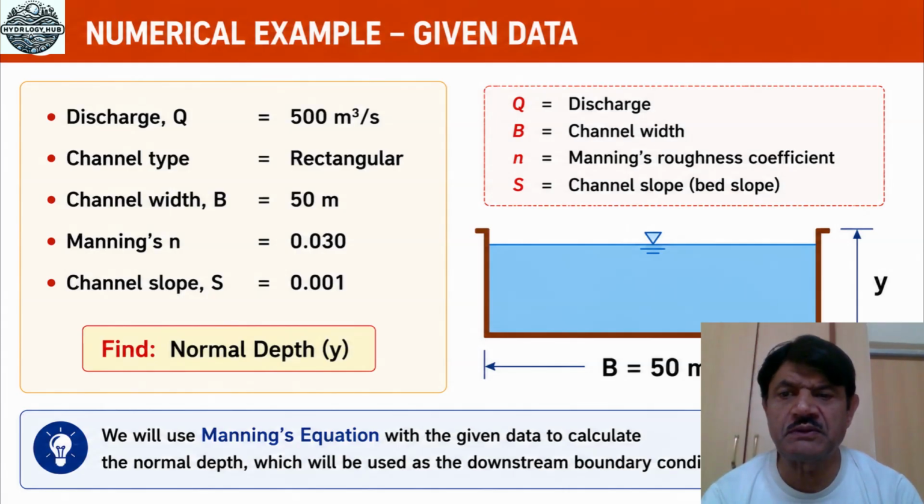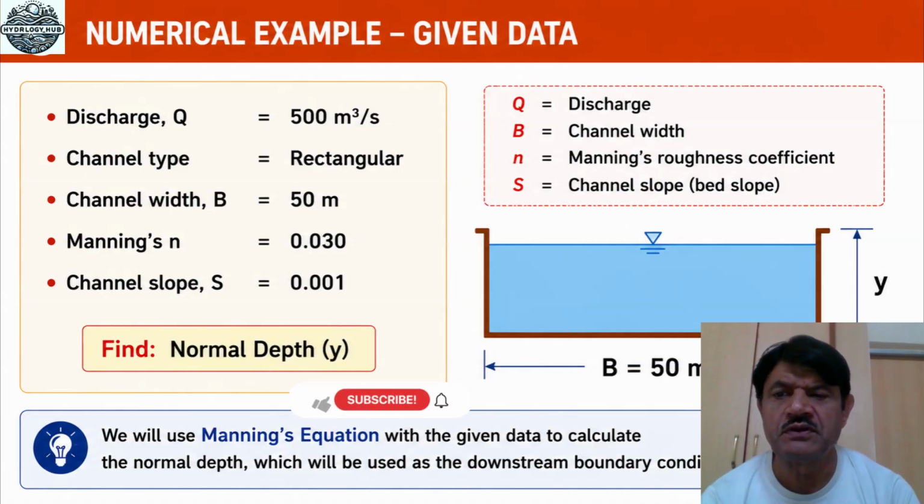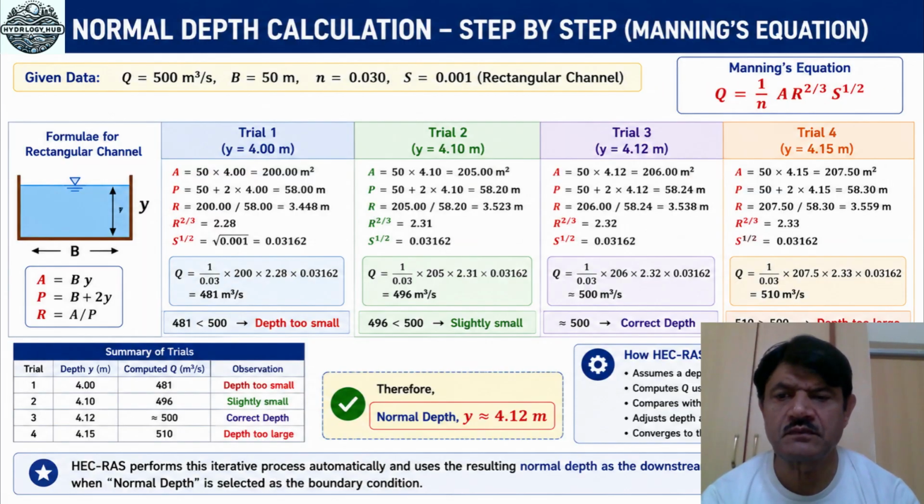From this assumed depth, the software calculates the flow area, the wetted perimeter, the hydraulic radius, and finally the discharge using Manning's equation. If the computed discharge is smaller than the required discharge, the assumed depth must be increased. If the computed discharge is larger, the assumed depth must be reduced. This process continues until the calculated discharge matches the specified discharge. Let us see the iterative process in more detail.